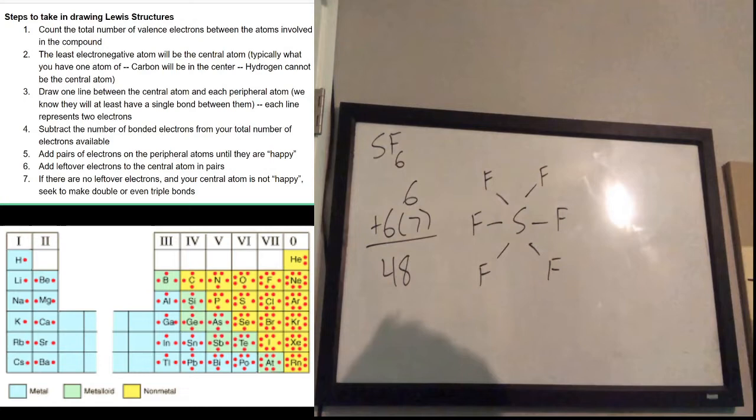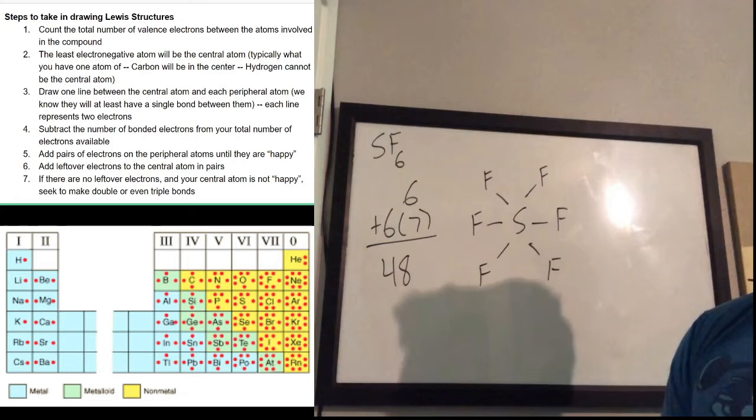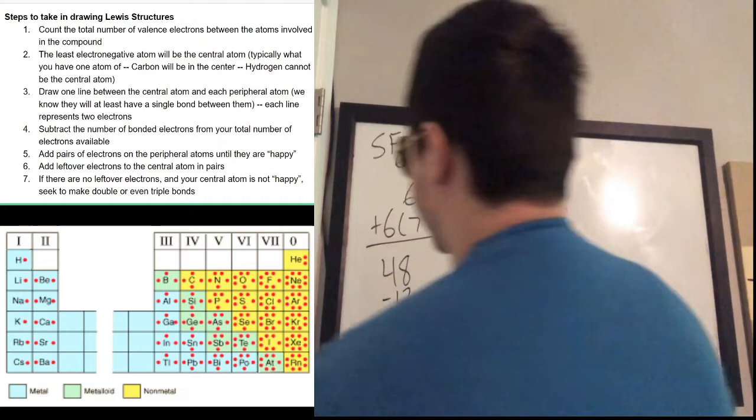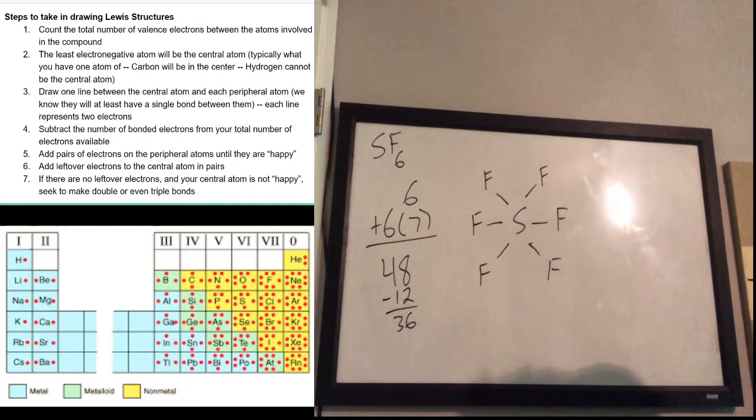So now we've drawn six lines, a line to each of the fluorines. So 6 times 2, we've utilized 12 of our 48 electrons. So subtract 12, I've got 36 left over. Next step is to make our outside guys happy. They each want to get to 8. They currently only have 2. So we're going to add 6 more dots to each of them.